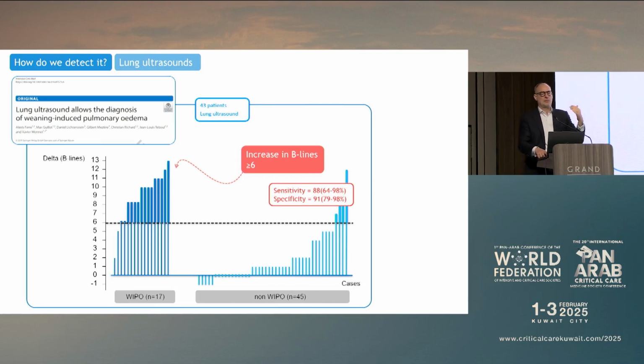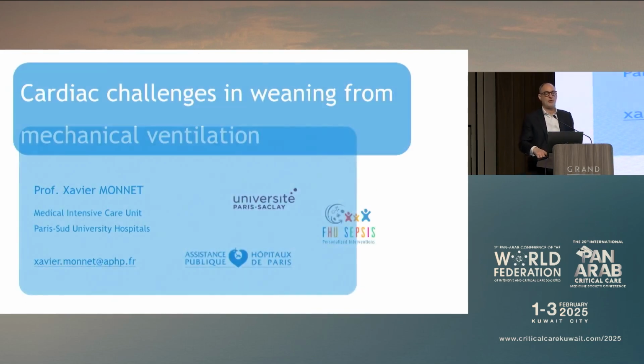I must say it's a bit cumbersome because you must measure the number of B lines before and after, in 4 quadrants of the thorax. It may take time, but this is, of course, completely non-invasive.